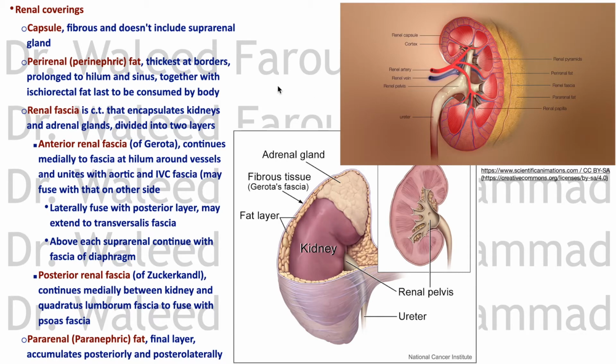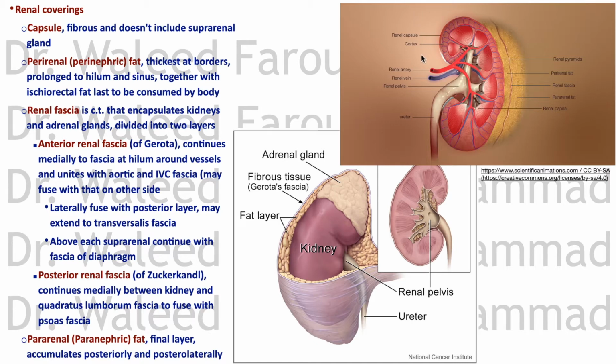Now, each kidney has a series of coverings on it. The first covering is the renal capsule. The renal capsule is part of the kidney, and it does not include the suprarenal gland. This is very important. The suprarenal gland has its own capsule. So the renal capsule does not involve the suprarenal gland.